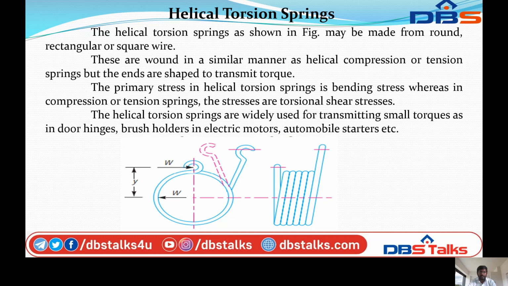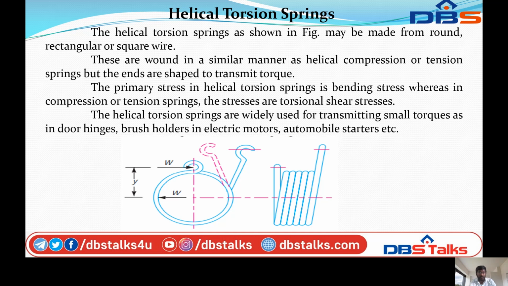The primary stresses in a helical torsion spring are bending stresses, whereas in compression or tension springs, the stresses are torsional stresses. Helical torsion springs are widely used for transmitting small torques, as in door hinges, brush holders in electric motors, automobile starters, etc. So you can see the figure.